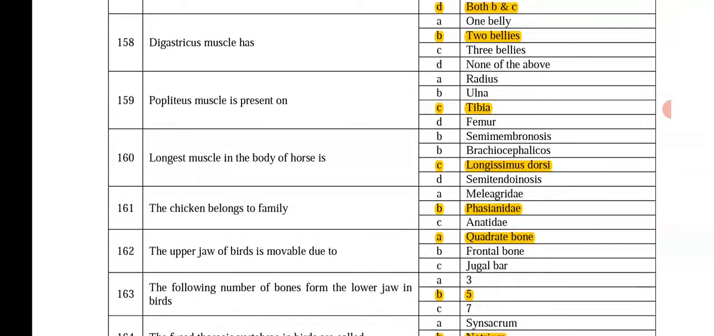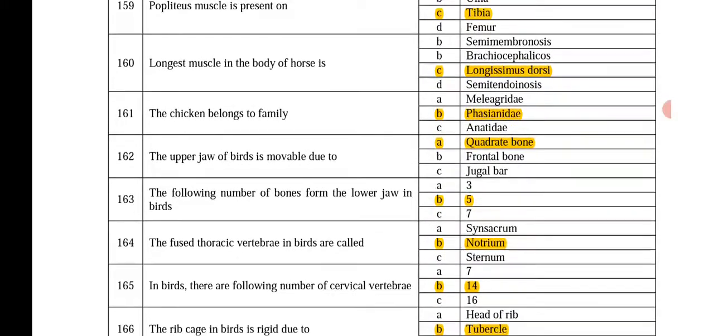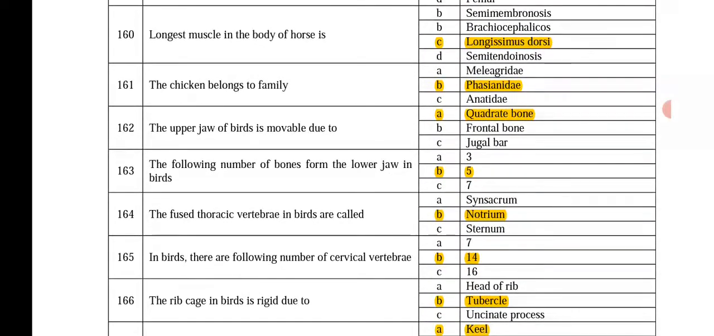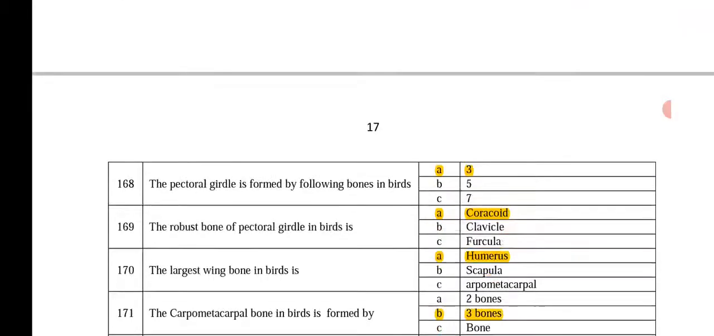The chicken belongs to family Phasianidae. The upper jaw of bird is movable due to quadrate bone. The following number of bones form the lower jaw in birds: 5. Fused thoracic vertebrae in birds are called notarium. In birds there are following number of cervical vertebrae: 14. The rib cage in birds is rigid due to uncinate processes. The sternum of birds is also known as keel.